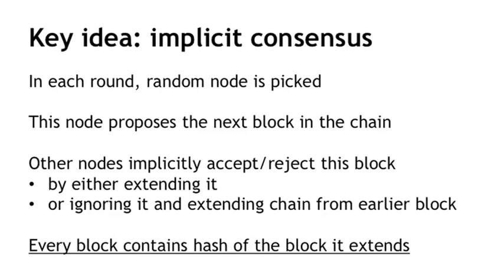Here's the key idea. What becomes possible under this assumption of random node selection is something called implicit consensus. So what is implicit consensus? In each round, and there are going to be multiple rounds, each round corresponding to a different block in the blockchain, a random node is somehow selected, magically for the moment, and this node gets to propose the next block in the chain. There is no consensus algorithm, there is no voting. This node simply unilaterally proposes what the next block in the blockchain is going to be.